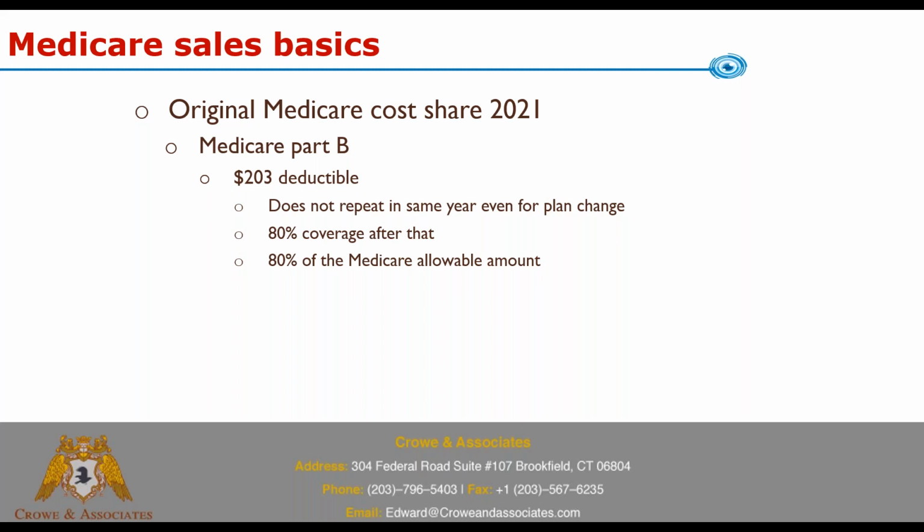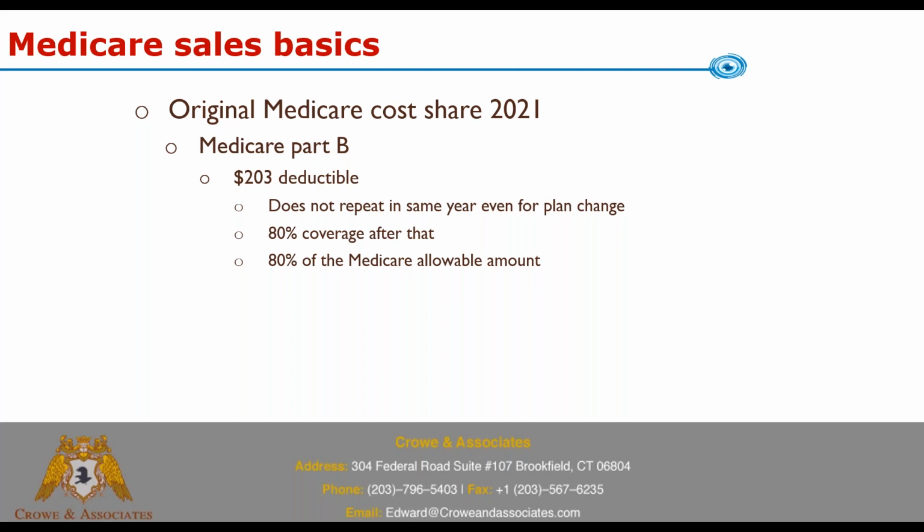Once you pay your $203 deductible, whether that was via a supplement G or N, you only pay it once. So if somebody's in supplement G, they meet their $203 deductible under Part B for the year, and then they move to a Plan N or an Advantage plan, there is no new deductible. You only meet it once.